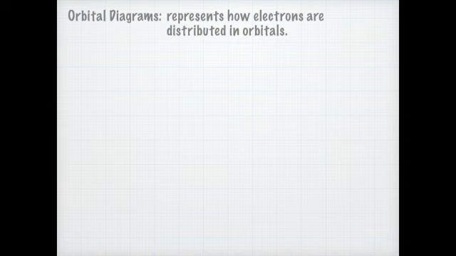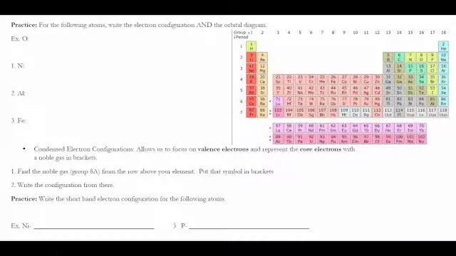So let's look at an example of writing out the electron configuration and then writing out the orbital diagram. I'm going to explain how to write the electron configuration for oxygen, and then I'm going to explain how you draw the orbital diagram as well.